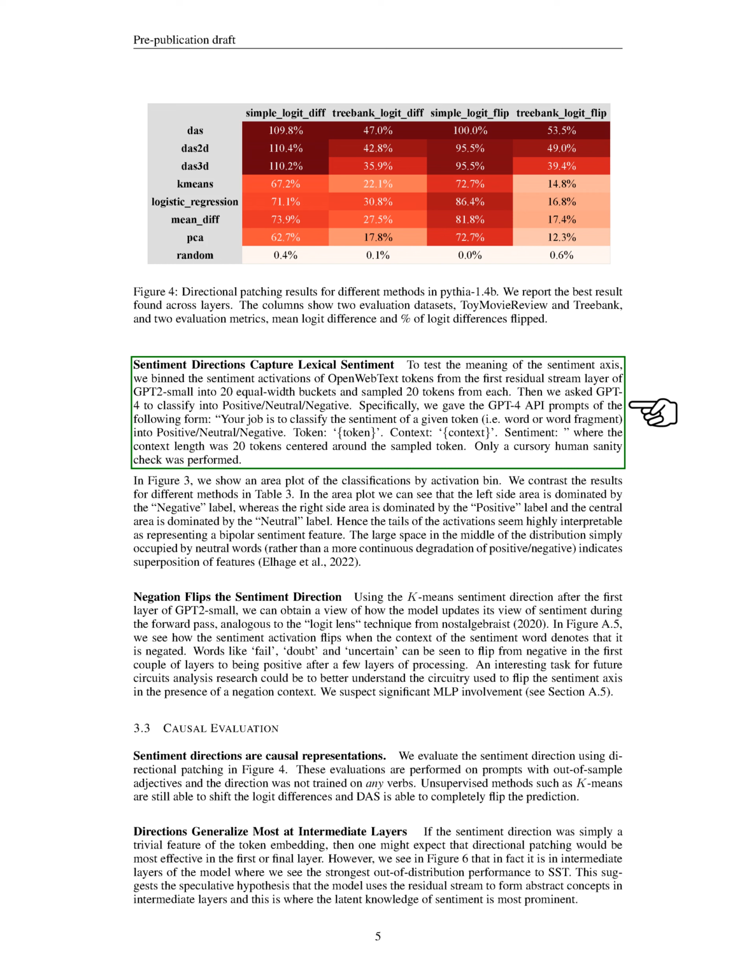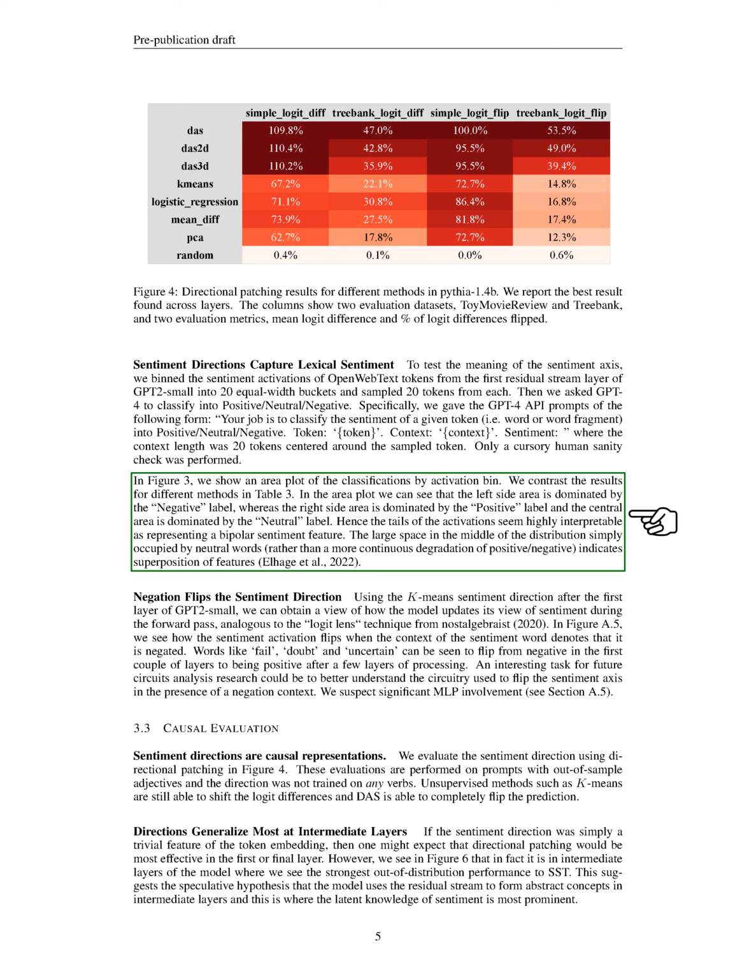We then asked GPT-4 to classify these tokens as positive, neutral, or negative. We provided GPT-4 with prompts that asked it to classify the sentiment of a given token, providing a context of 20 tokens centered around the sampled token. We only performed a basic human check on the results.